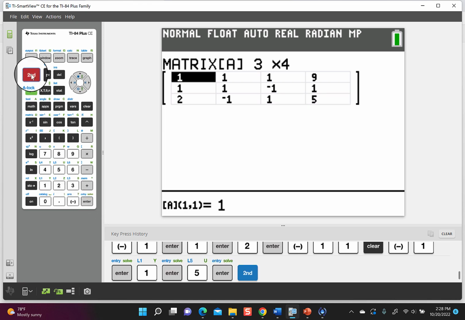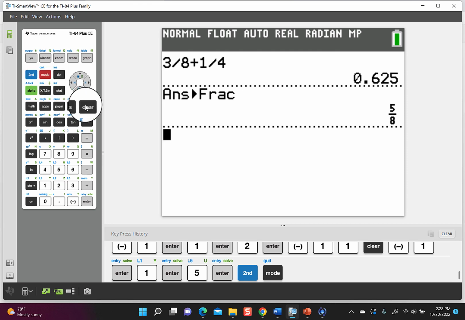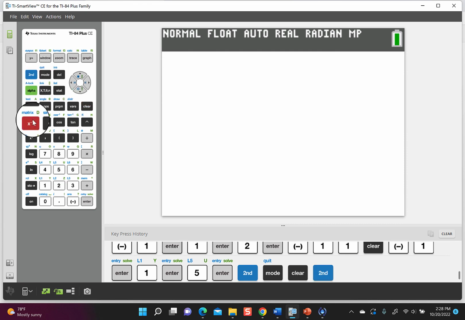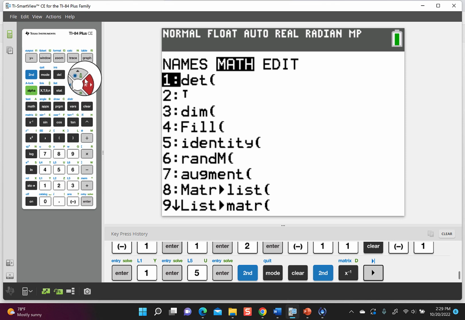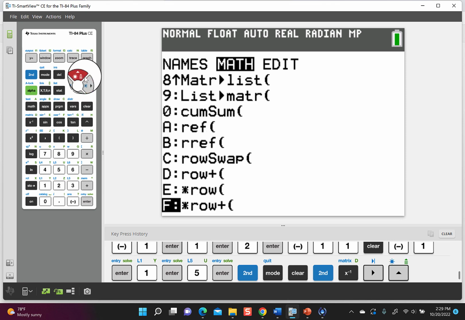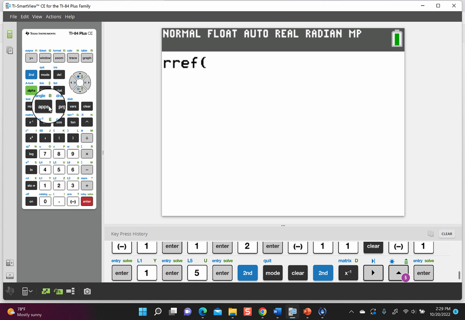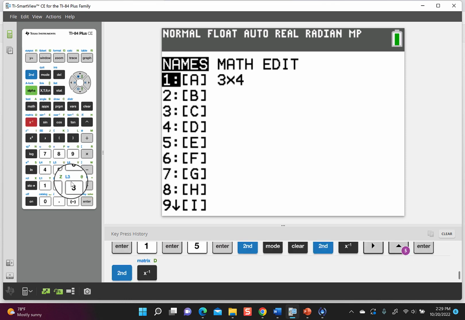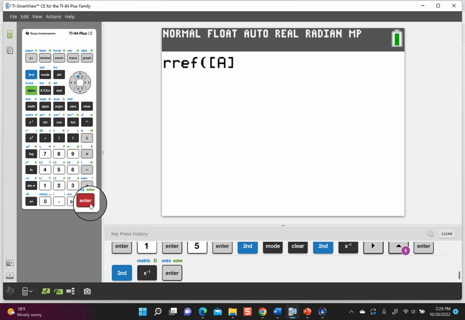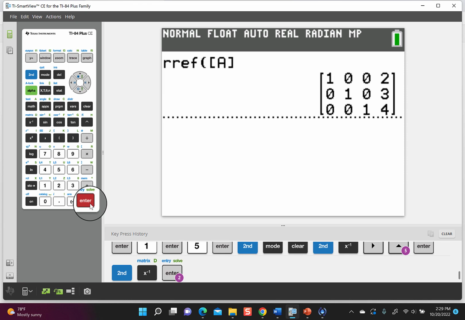After it's entered, you have to kind of quit and go back to the main screen. You hit the matrix again, and you say you want to do math, and you have to go through the list until you find our REF, so that is letter B. You put REF, and you say which matrix you would like to do our REF to, and that would be to matrix A. When you push enter, you get 2, 3, 4.